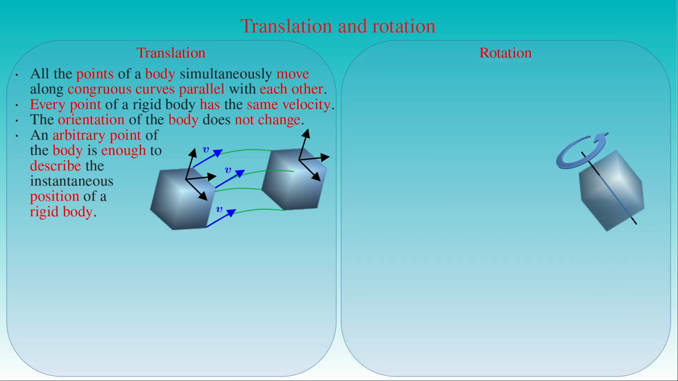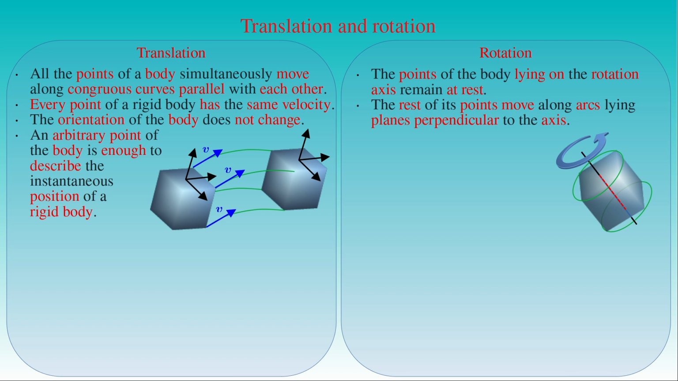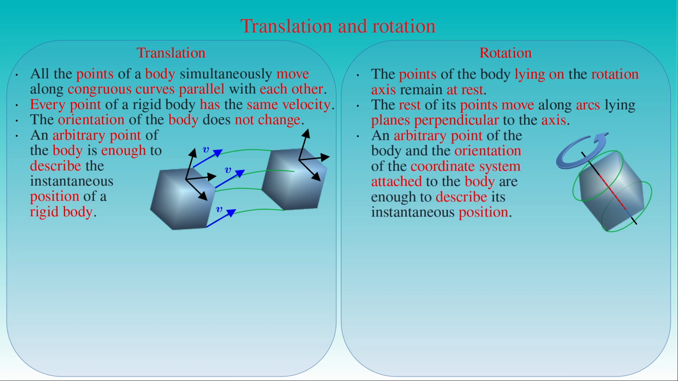When a rigid body rotates, its points lying on the rotation axis remain at rest, whereas the rest of its points move along arcs lying in planes perpendicular to the axis. In this case, we need not only an arbitrary point of the rigid body but also the orientation of a coordinate system attached to the body to describe its instantaneous position.